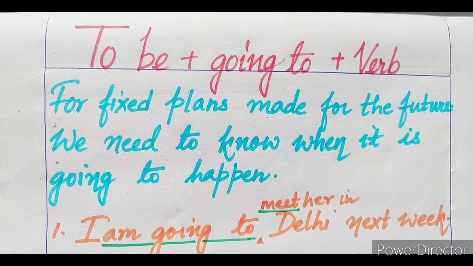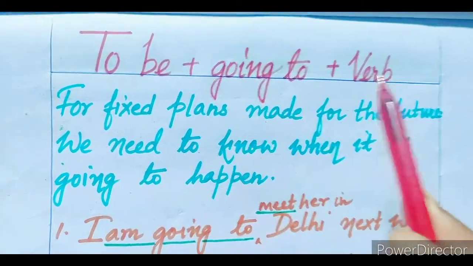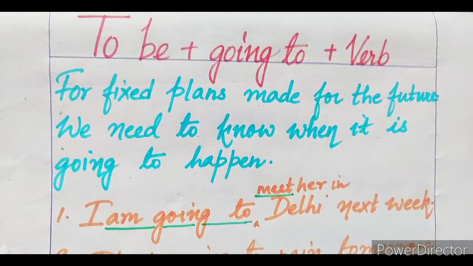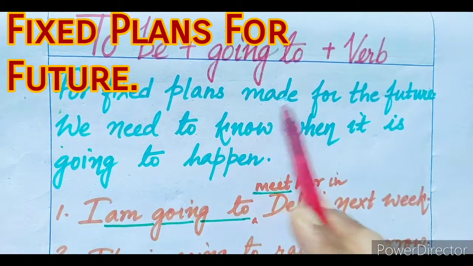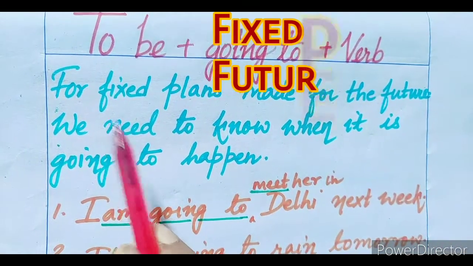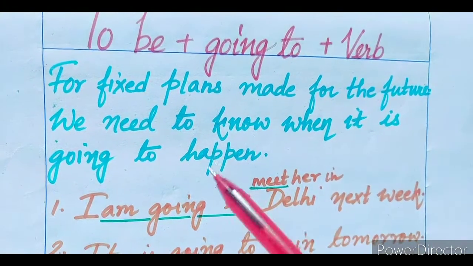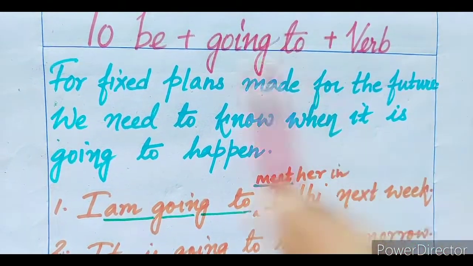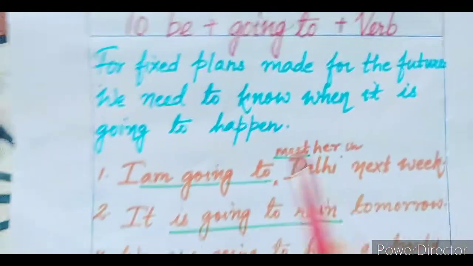Now let us see the second form, to be plus going to plus verb. Even this form is used to indicate the future tense, right? Now where do we use it? We use it for fixed plans made for the future, when we need to know when it is going to happen. Okay, so when we want some kind of time indication, we use this form. Now let us understand it better through the examples.